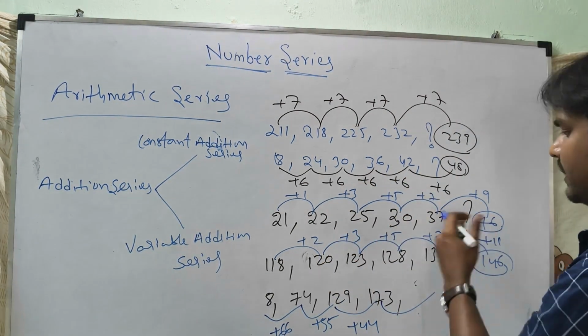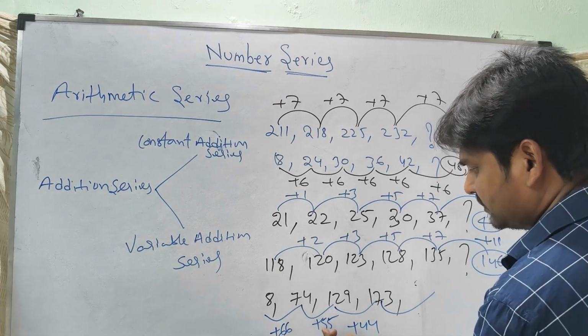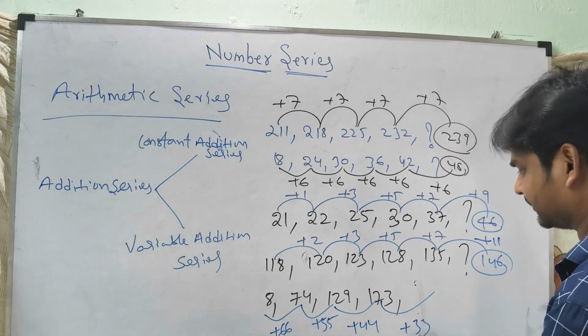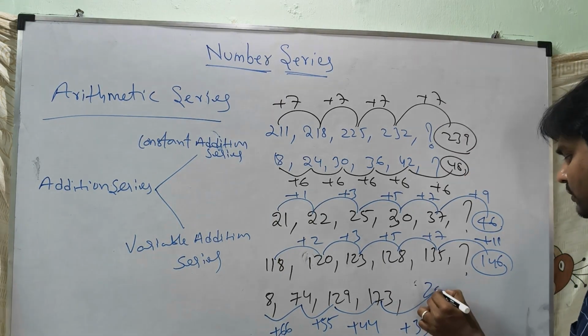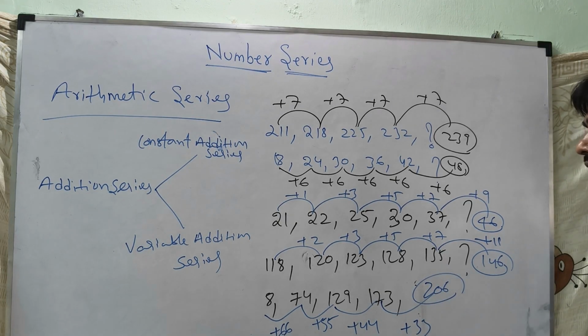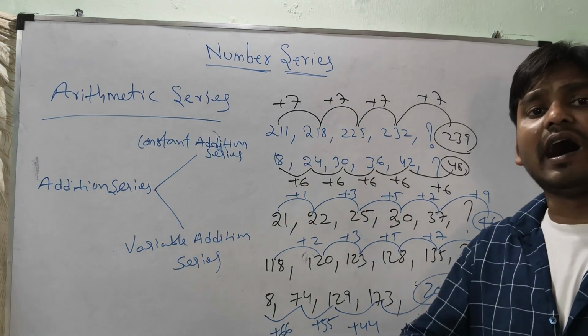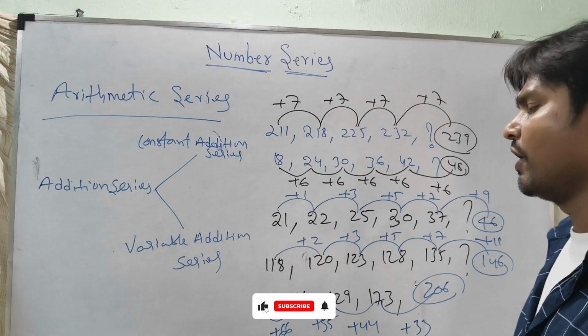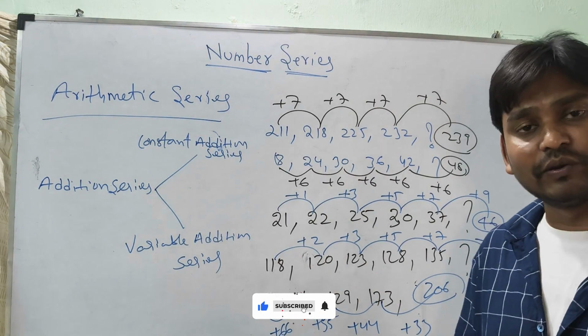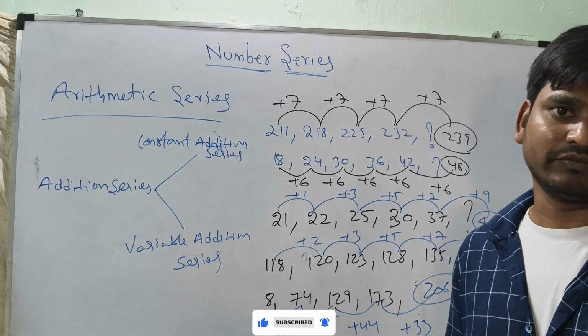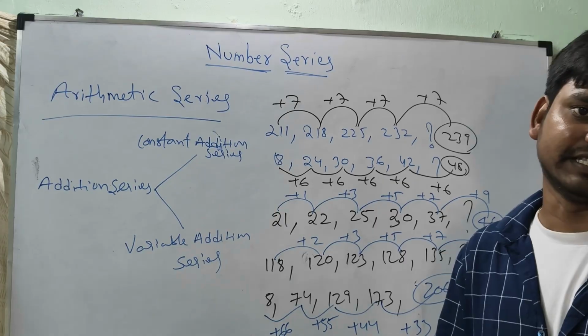Okay, now according to this, 66, 55, 44. Next we have to add 33. Correct? Then your answer is what? 206. So like this, whether it is increasing order or decreasing order, it should follow a particular order. Then only we call it a series. We already discussed the definition of the series earlier.